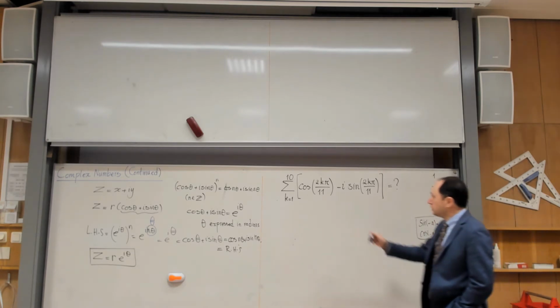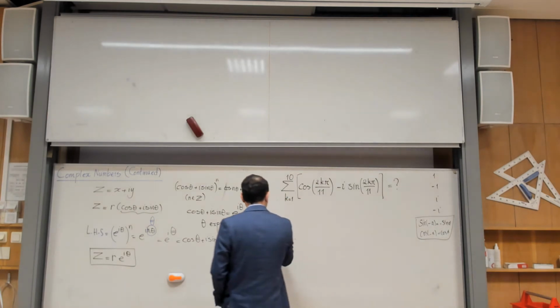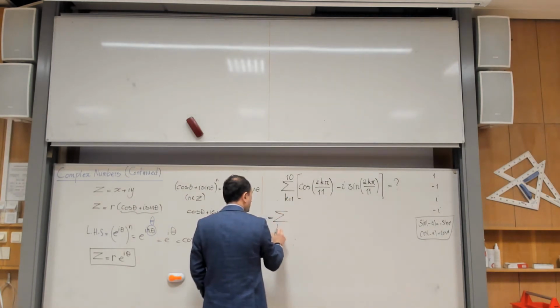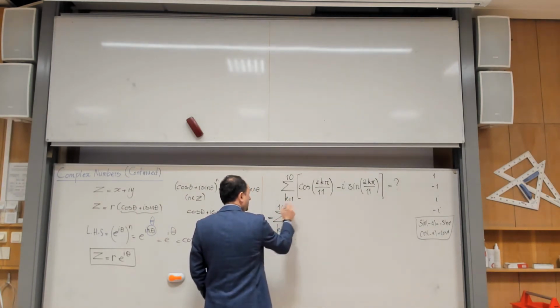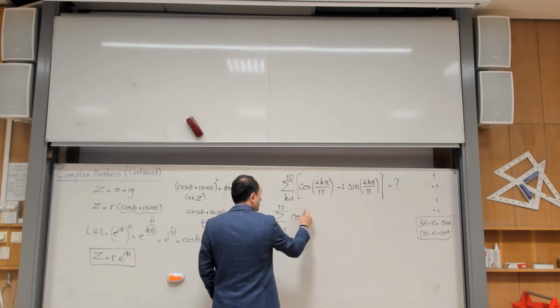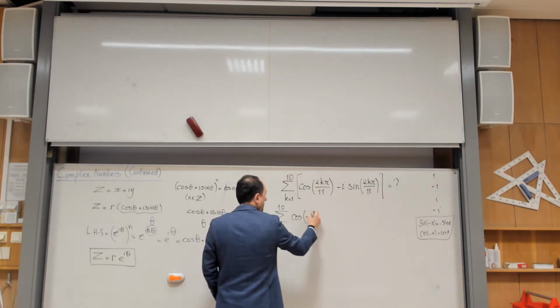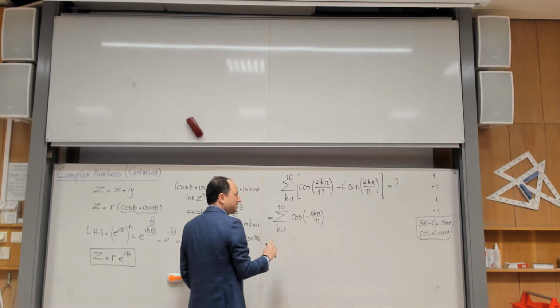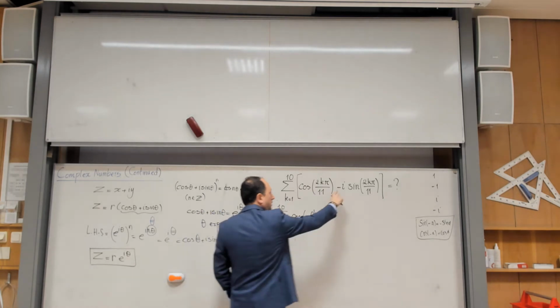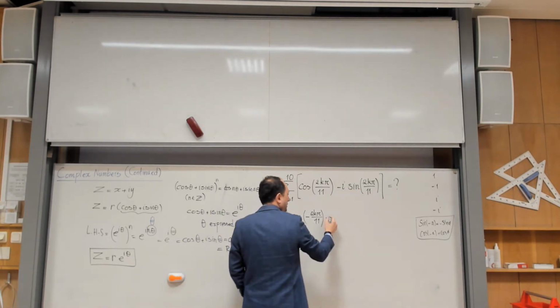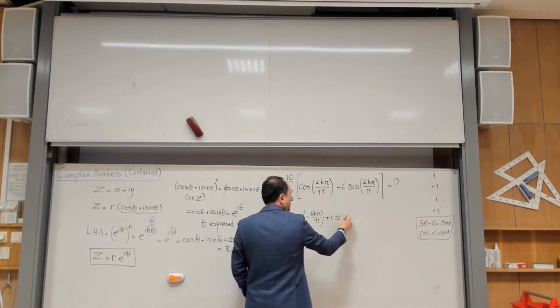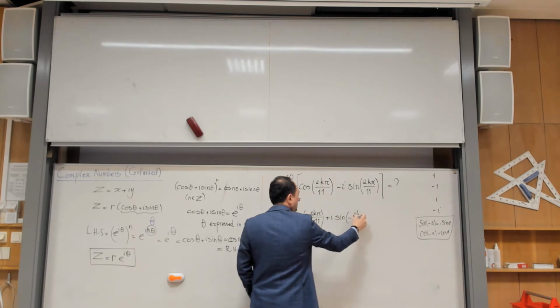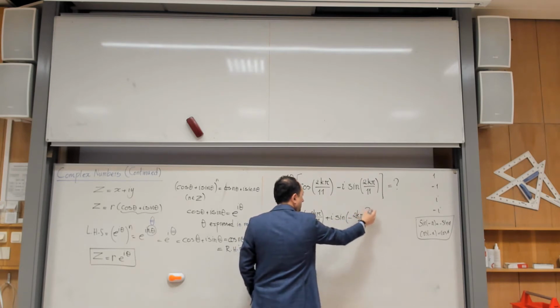So what I do, I would write this as sigma, k goes from 1 to 10. And then I would write cosine. Instead of this one, I write minus 2k pi. The reason is that I want to make the angles exactly the same for cosine and sine. Then I move this minus sign inside, it becomes positive I, then it becomes sine of minus 2k pi over 11, yes?